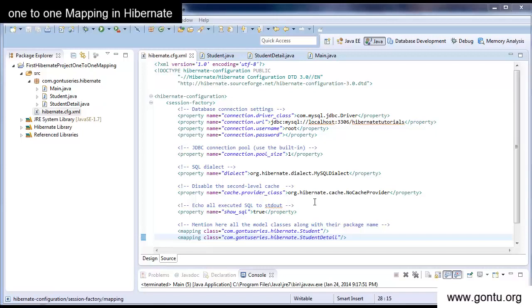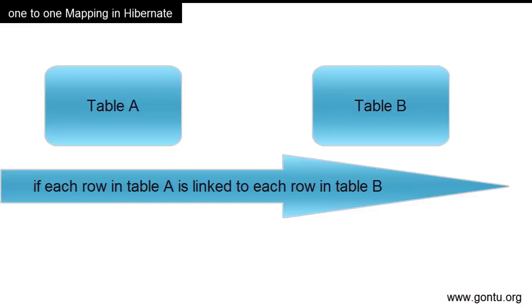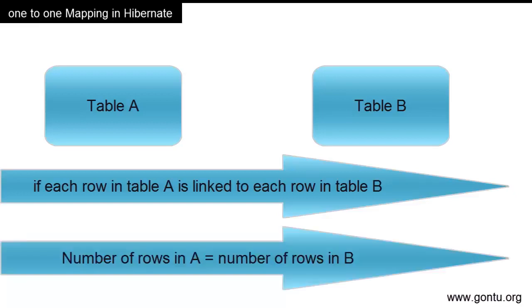Before I go and hit the demo and start explaining everything, the first question is: what is a one-to-one mapping or relationship in general, and how is it related to Hibernate? Any two tables in a database, say A and B, are said to have a one-to-one relationship between them if each row in table A is linked to another row in table B, and the number of rows in table A is equal to the number of rows in table B.